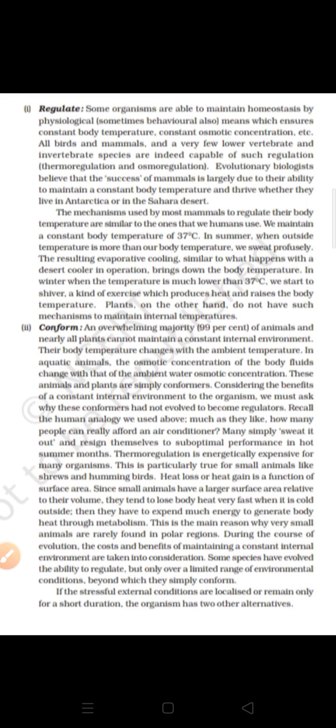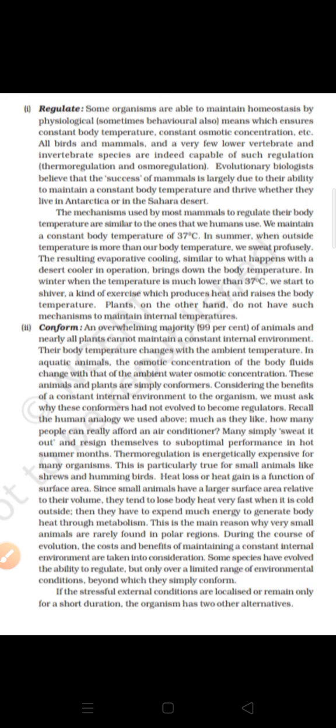Simply, they are conformers. The benefits of a constant internal environment to the organism: firstly, we should understand what conformers are. Conformers are not able to maintain their internal body temperature, but regulators can maintain their body temperature, as we have discussed already.